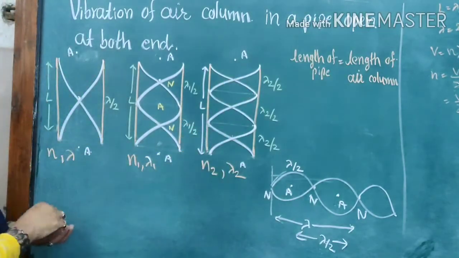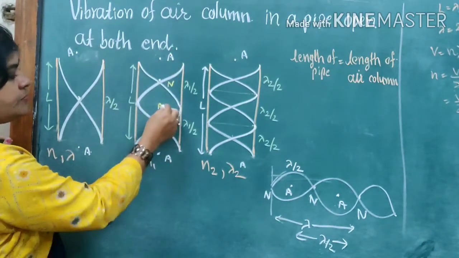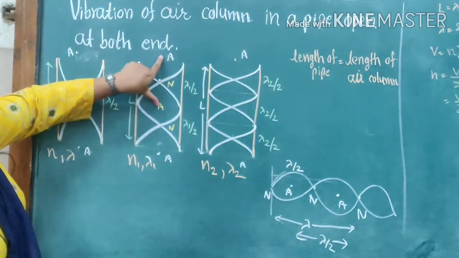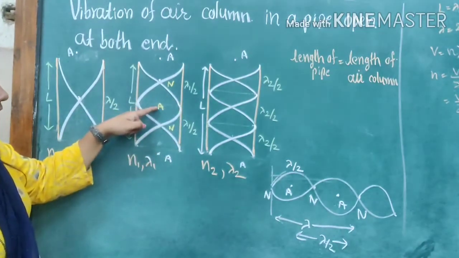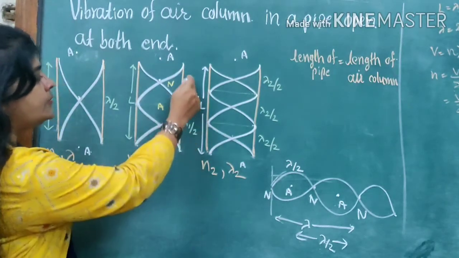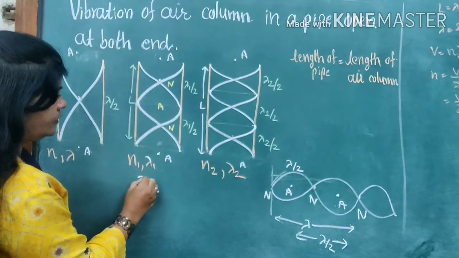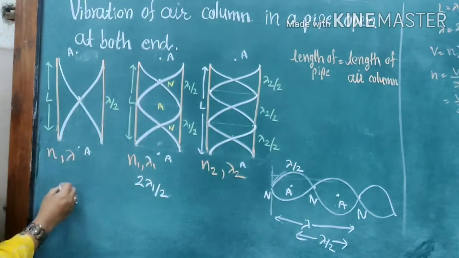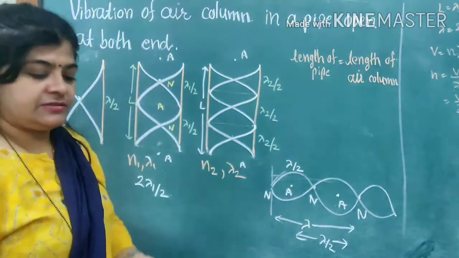Again for this case we write the distance between two successive antinodes. This to this distance is taken as lambda 1 by 2. Next, this antinode and this antinode distance is taken as lambda 1 by 2. The total addition gives 2 lambda 1 by 2. And here it shows that the distance is only lambda by 2. Got it?